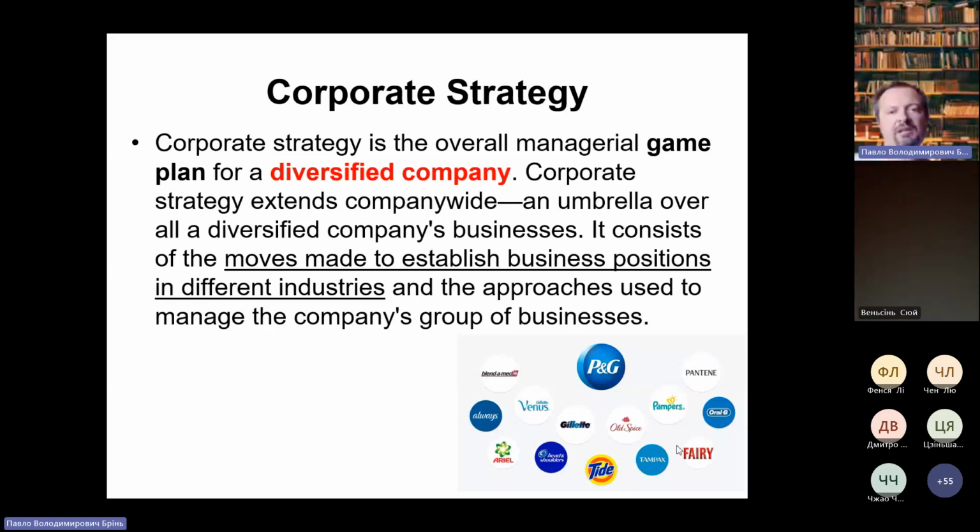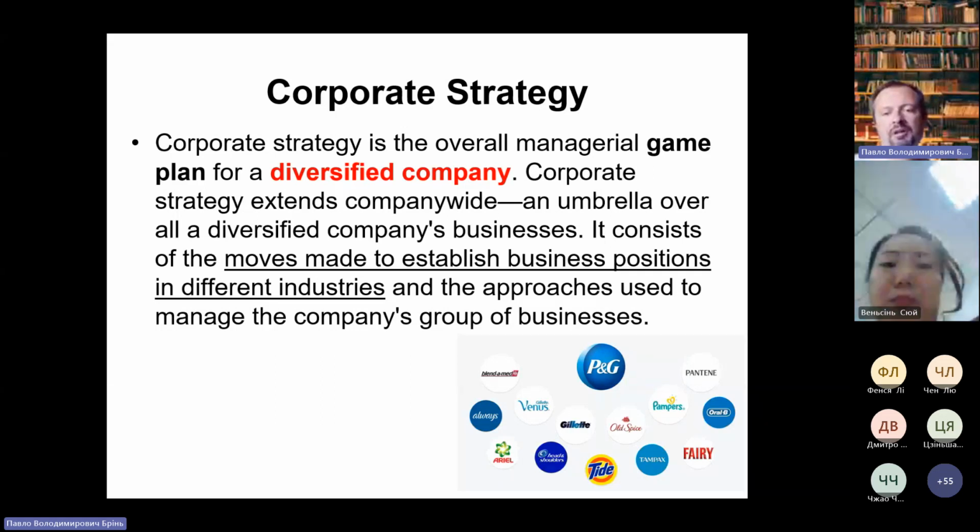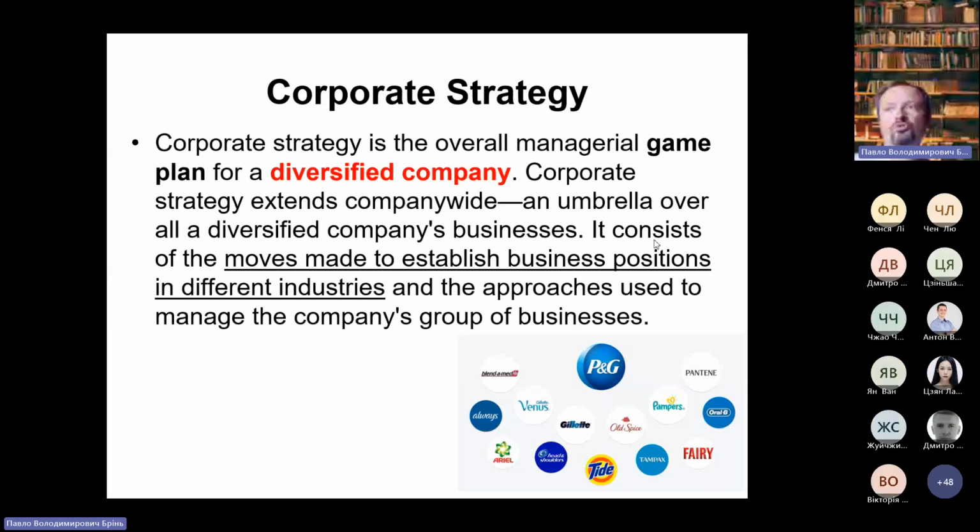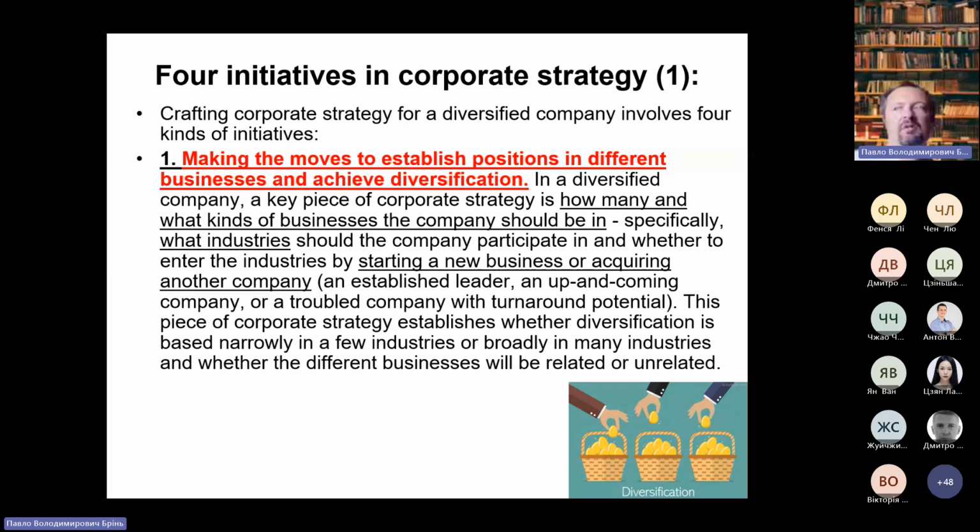I decided to put here this picture because all these trademarks are produced by Procter & Gamble company. So a diversified company is a company which has more than one strategic business unit. I presented you the main tasks of corporate strategy, so let's repeat it.